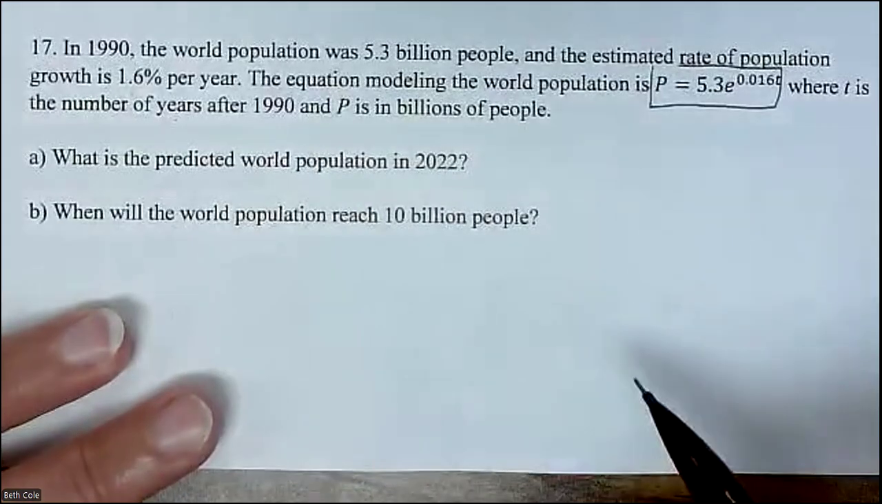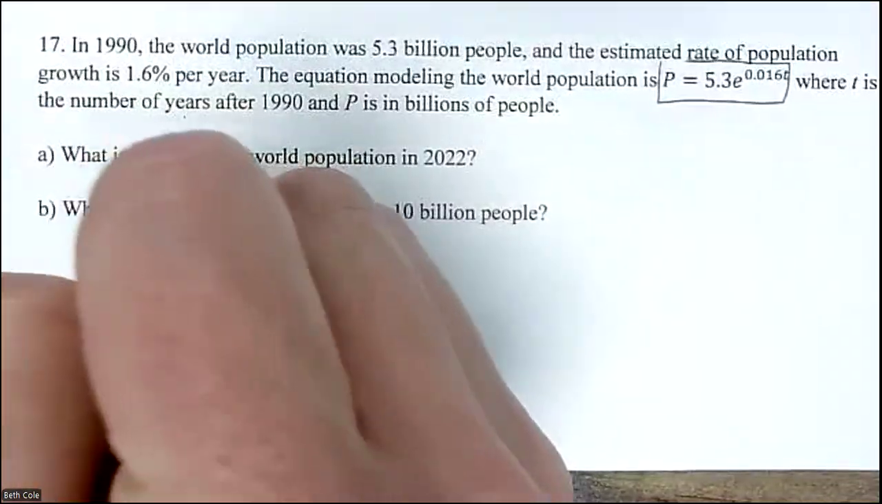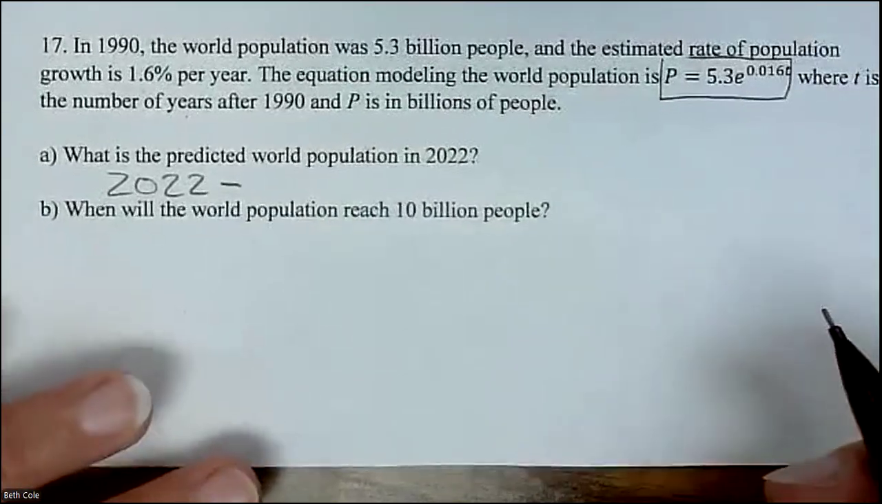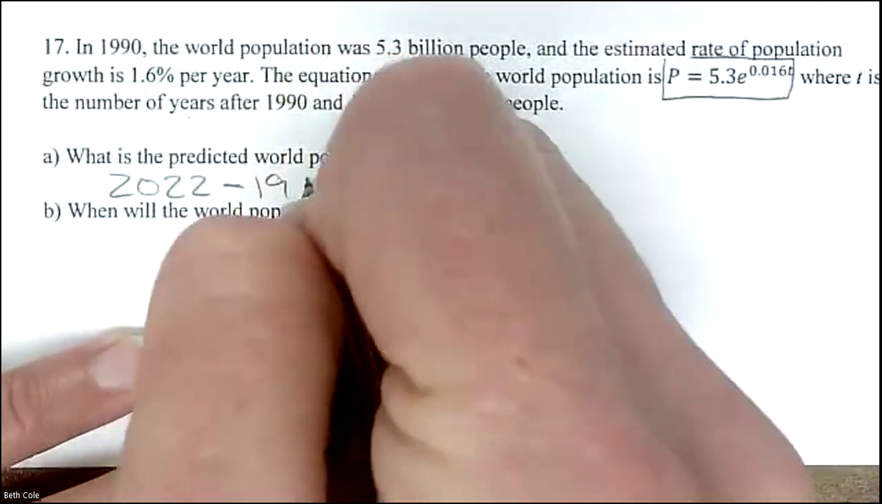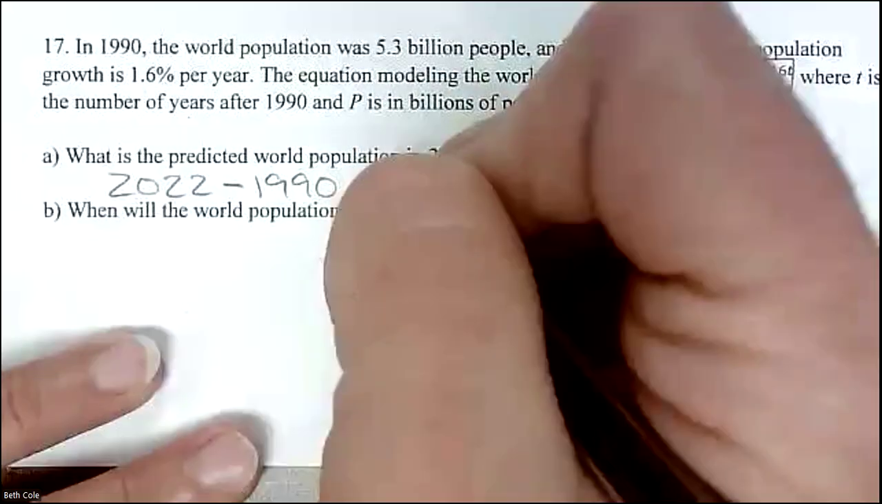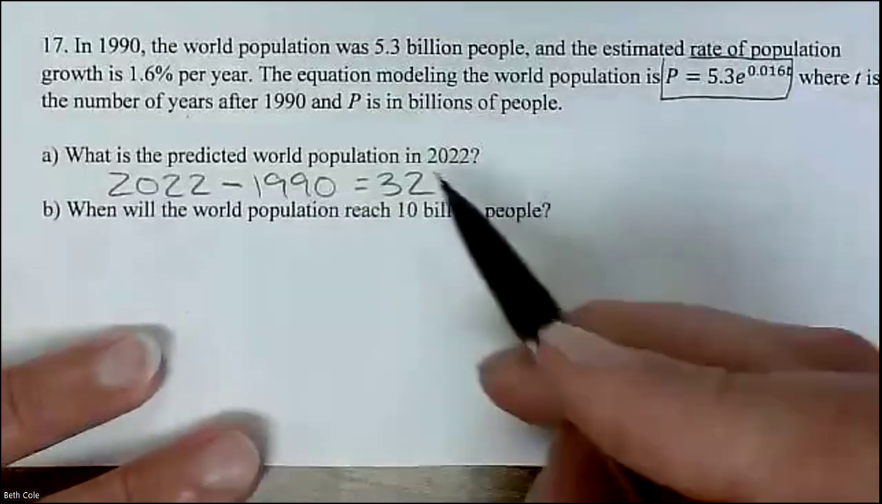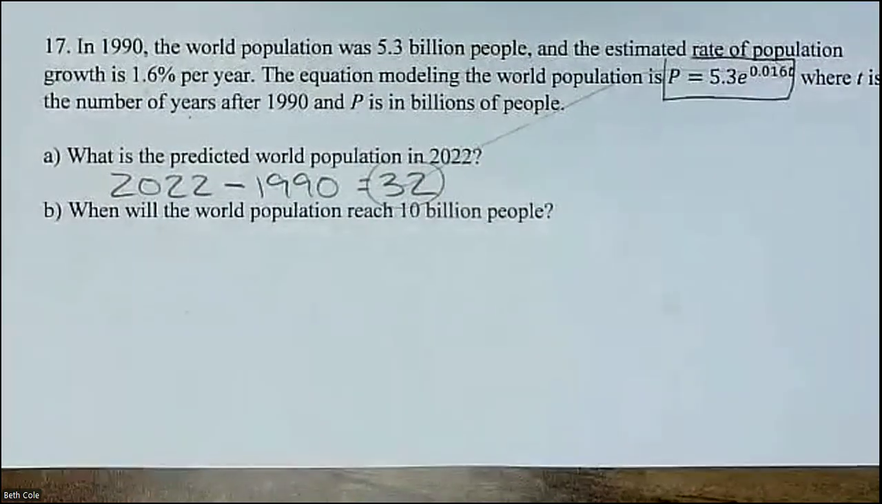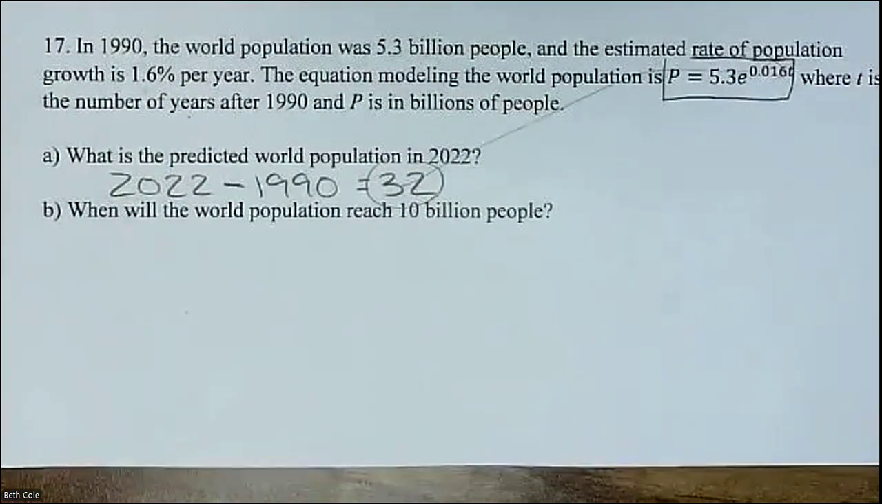Now, you wouldn't plug in 2022. You have to take 2022 and subtract what year? When did we start this? 1990. So that would be 32. So all you're going to do is take 32 and plug it in for time. We're going to use our calculator. Everybody just watch and make sure I don't mistype anything.